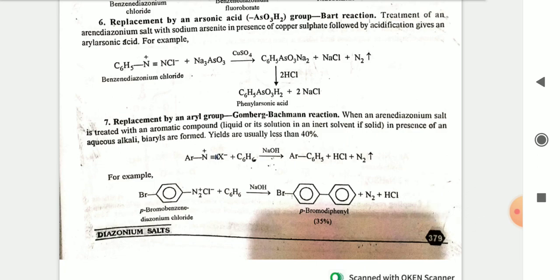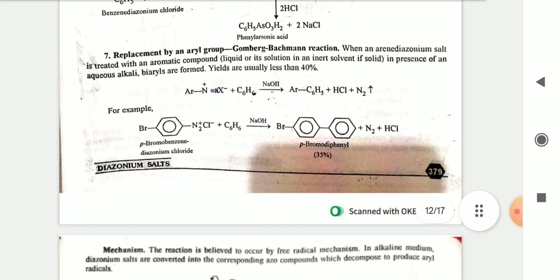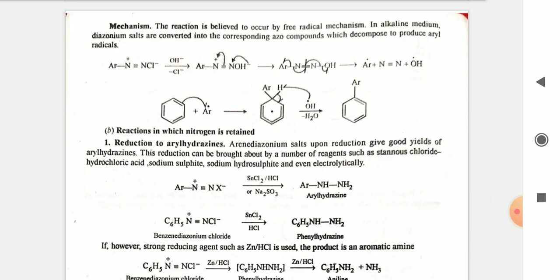Seventh, replacement by an aryl group, called the Gomberg-Bachmann reaction. When an arene diazonium salt is treated with an aromatic compound, liquid or as its solution in an inert solvent if solid, in the presence of an aqueous alkali, biaryls are formed; yields are usually less than 40%. For example, p-bromobenzenediazonium chloride plus C6H6 in the presence of NaOH will give p-bromobiphenyl in 35% yield plus N2 plus HCl. Mechanism: the reaction is believed to occur by a free radical mechanism.